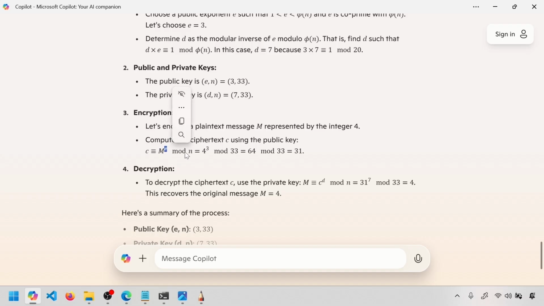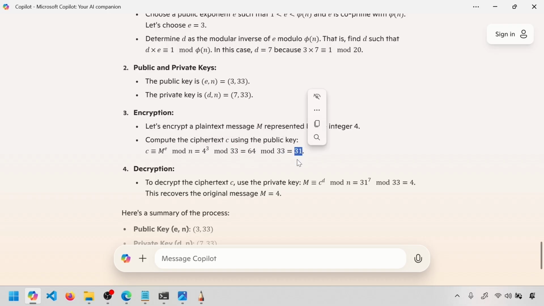And E and N, those are the 2 numbers we are using. We don't know what they are now. Those are the numbers we are using to produce the ciphertext C. And this is the calculation we are performing. So 4 raised to 3 mod 33. In this case, E equals 3 and N equals 33. We are getting 64 mod 33 equal to 31.